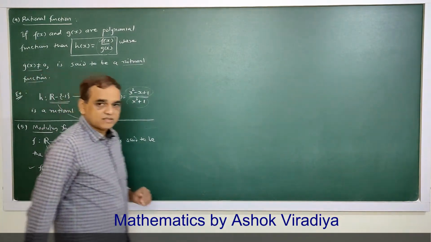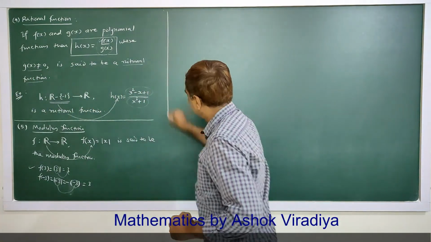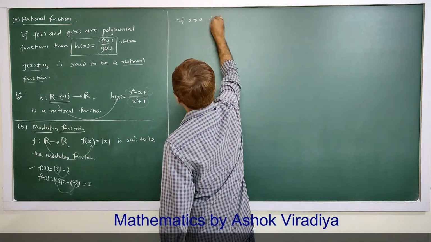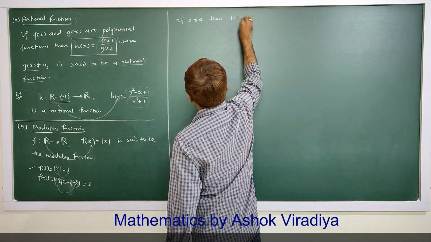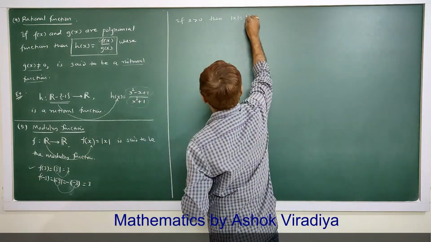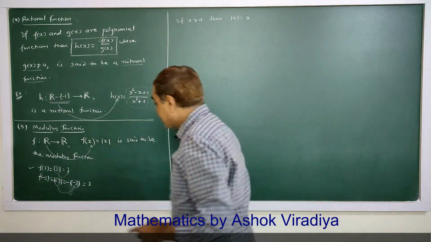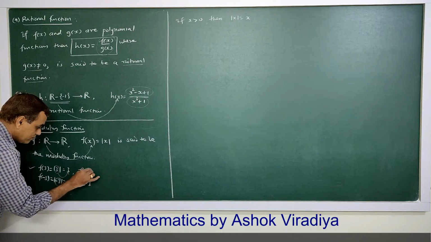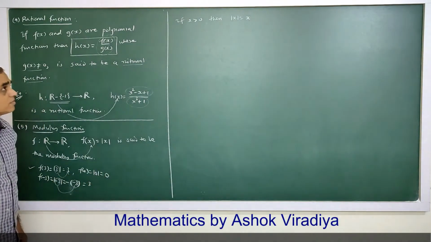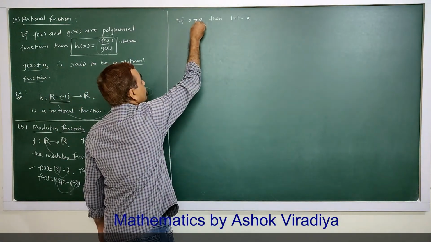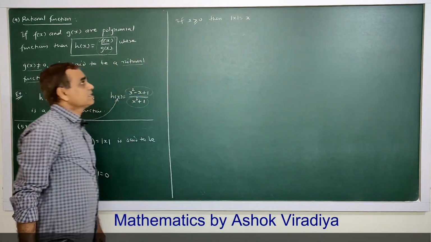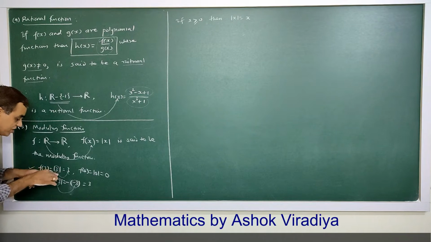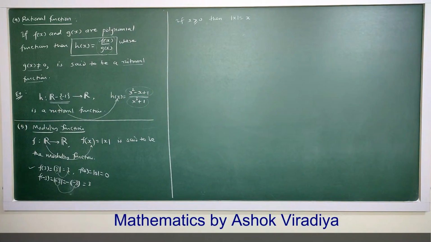So we can say that if x is positive, then modulus x is x. If x is 0, modulus of 0 is also 0. If x is equal to 0, then also it keeps it as it is. Put 0 or any positive number, modulus keeps it as it is. So mod x is x.